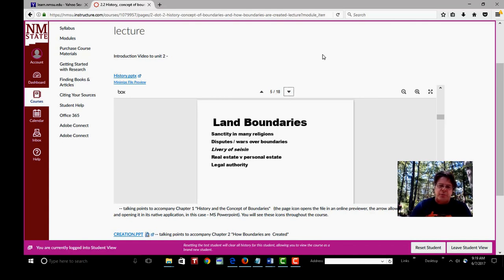Next concept is real estate versus personal estate. I'm going to substitute the word estate with the word property. Real property versus personal property. When we talk about personal property, we're talking about my car. When we talk about real property, we're talking about land.